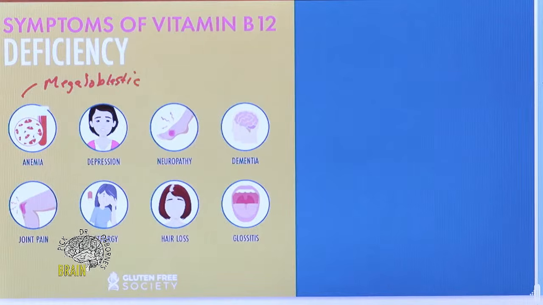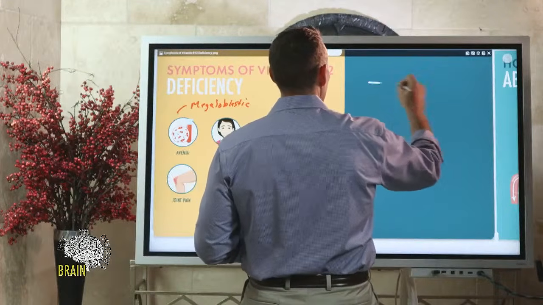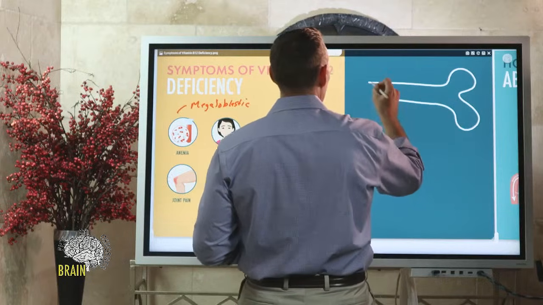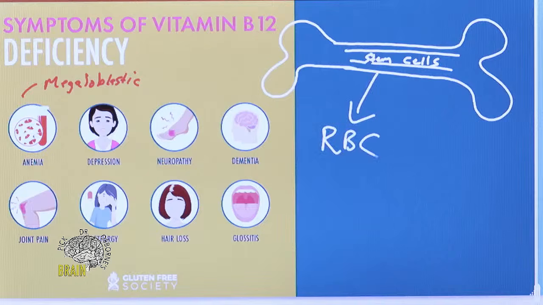The anemia component is, let's draw a different color here. Inside your long bones, you have bone marrow, and inside that marrow, you have what's called stem cells. These stem cells are precursors, if you will, to forming red blood cells, RBCs. Okay, so when we're talking about anemia, generally we're talking about red blood cells in particular.